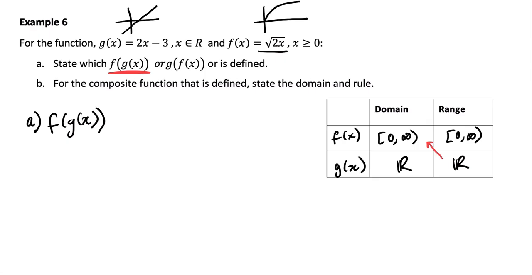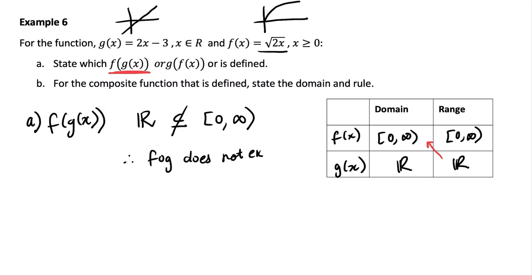And the way that we can write it is that all real values is not a subset of 0 to infinity, which is the range of the inside needs to be a subset of the domain of the outside. Therefore, f of g does not exist. It's not going to work because a bunch of the values that I get out as my y value, when I input them as an x, are not going to work. I can't take the square root of a negative number.